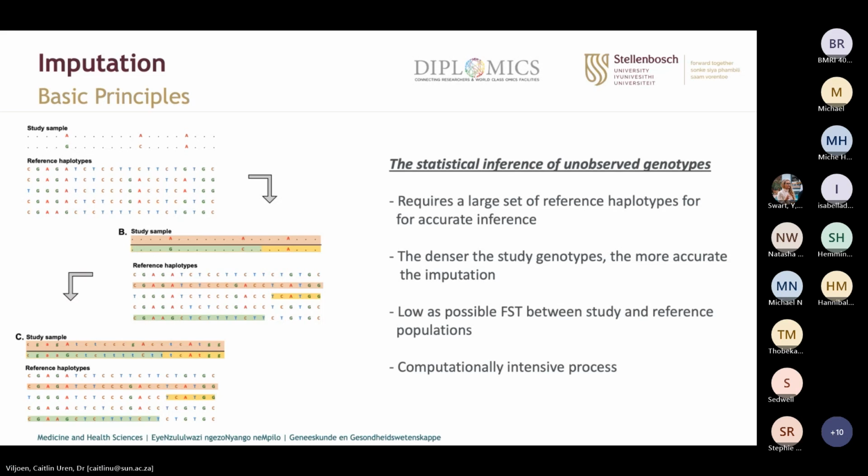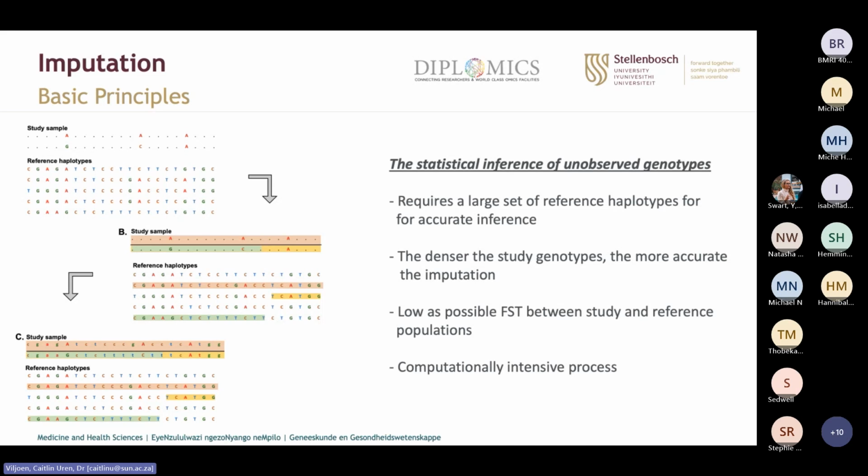As I said, it requires a large set of reference haplotypes for accurate inference. The denser the study genotypes, the more accurate the imputation. If you can imagine you are imputing 30 million sites and you only have 200,000 sites in your genotyping file, the chances of you getting low quality imputed variants is a lot more than if you had 600,000 variants in your genotyping file, or even more. So it is very important to keep that in mind.